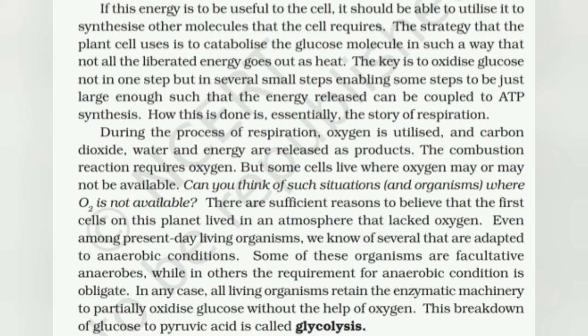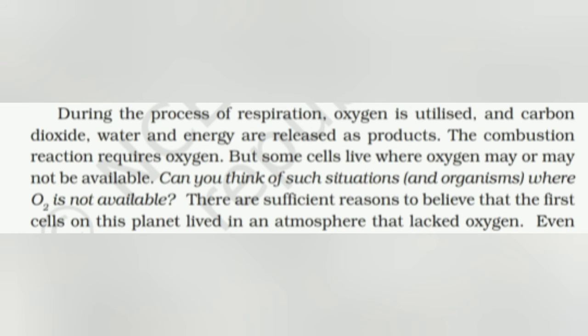The strategy that the plant cell uses is to catabolize the glucose molecule in such a way that not all the liberated energy goes out as heat. The key is to oxidize glucose not in one step but in several small steps, enabling some steps to be just large enough such that the energy released can be coupled to ATP synthesis. How this is done is essentially the story of respiration. During the process of respiration, oxygen is utilized and carbon dioxide, water and energy are released as products.